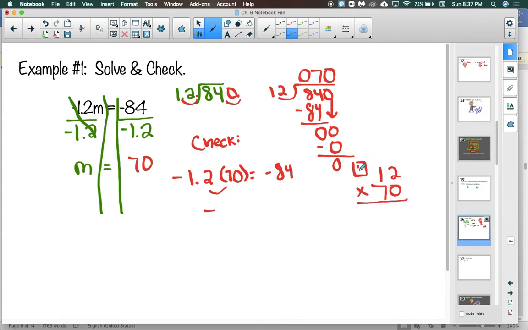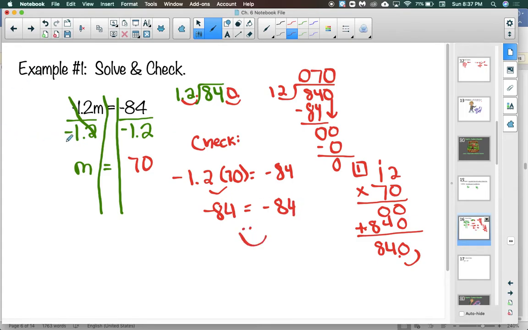Okay. I have one number after the decimal, so I put a 1 here. 0 times 2 is 0. 0 times 1 is 0, so I can clear that out there. Put my placeholder 0. 7 times 2 is 14. 7 times 1 is 7, plus 1 is 8. Add them up, and I get 840. Don't forget, we have a decimal place value up here in my box, so bring that decimal into the answer. So I get -84. That's great. We can bring down the -84 from the other side, and our check worked out. If the check works out, we are happy.